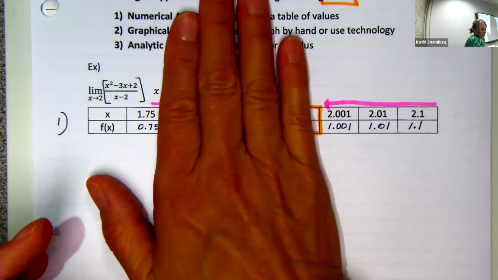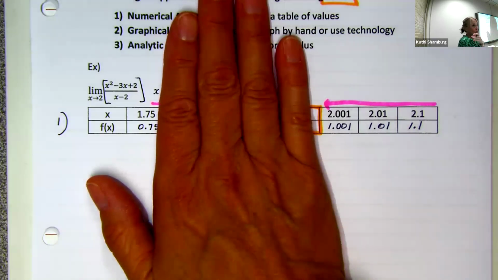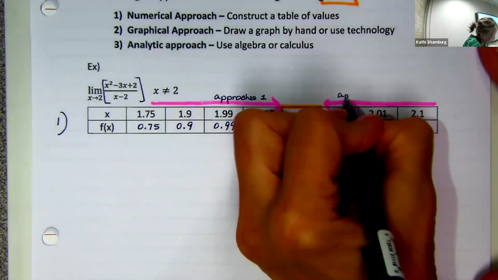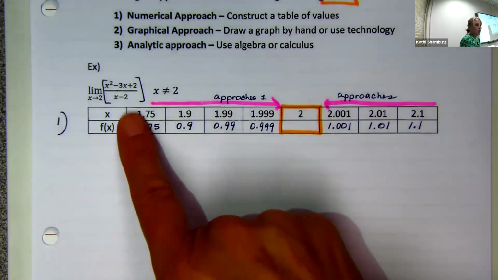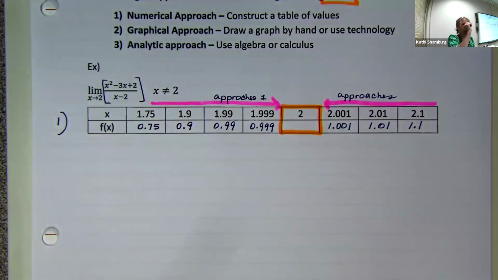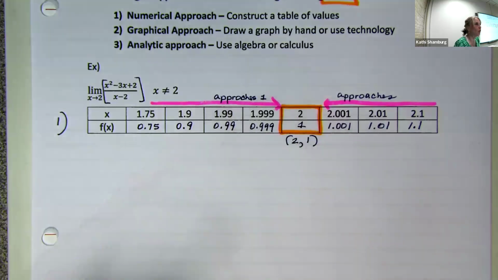What about from the right? 1.01. And then if we did 2.001, we'd more than likely get 1.001. And then 1.0001. So what is it approaching ultimately? 1. So this also approaches 1. So what that tells me is if I had this graphed at point 2, there's nothing there because it would be undefined, but the graph is approaching the same output of 1. So that's the ordered pair (2, 1).